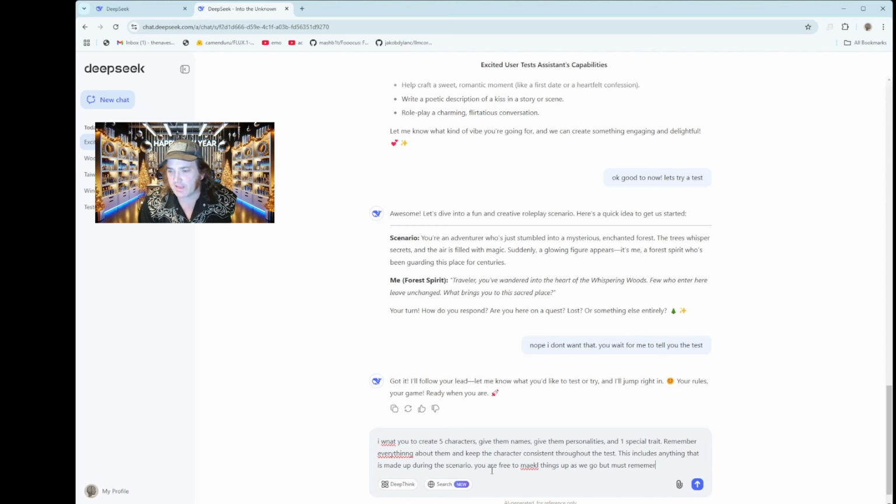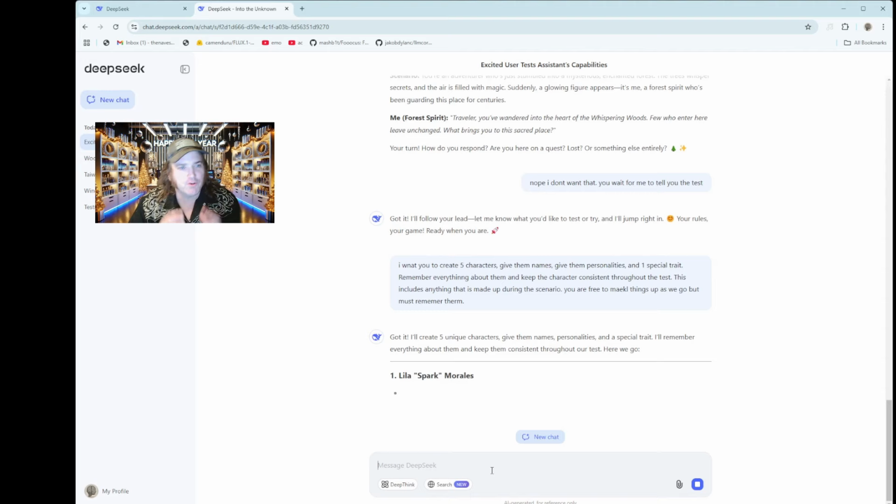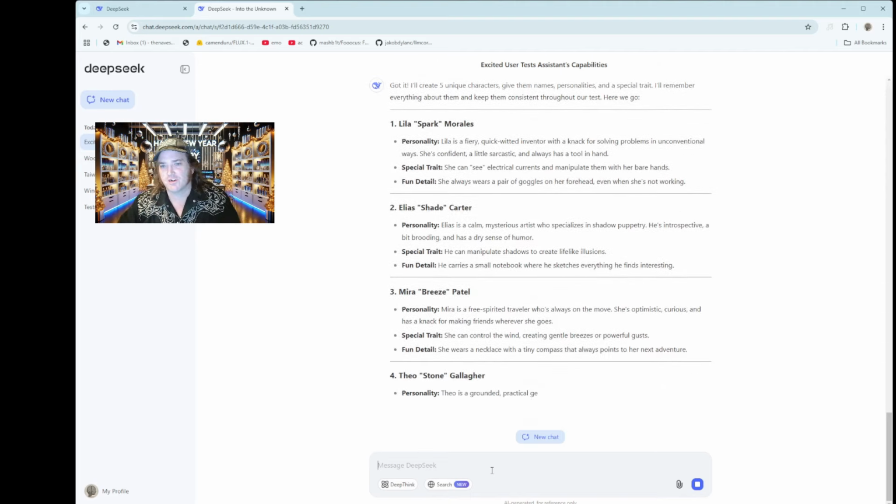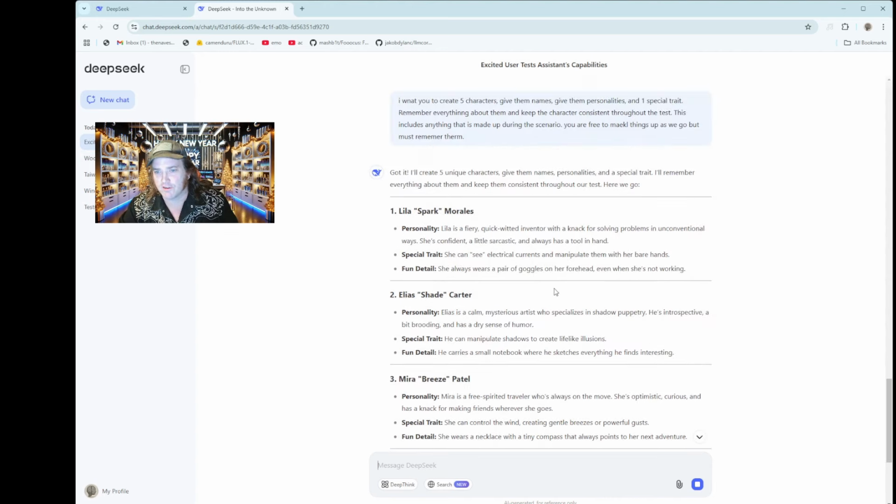Okay, so I like this test because this is a good role-playing sort of thing. I want to be able to create things, but I want it to remember stuff. So let's see what it can do. It comes up with Leela Sparks Morales. So Leela is a fiery, quick-witted inventor with a knack for solving problems in unconventional ways. She's confident, a little sarcastic, and always has a tool in her hand. Her special trait is she can see electrical currents and manipulate them with her bare hands. Wow. Fun detail. She always wears a pair of goggles on her forehead, even when she's not working.